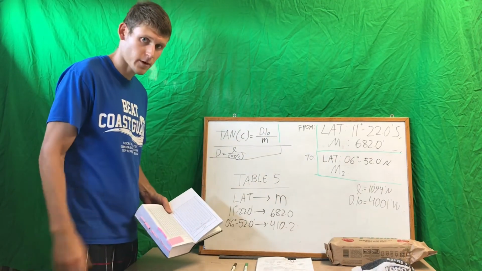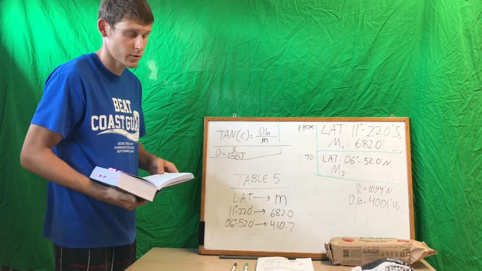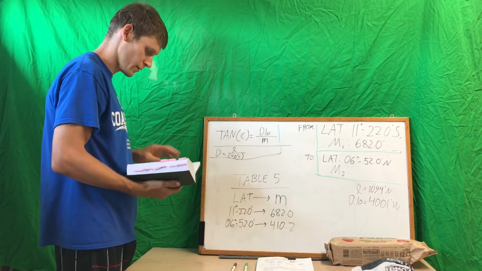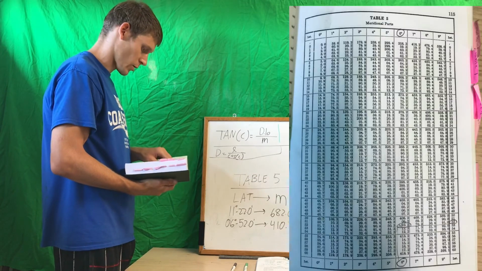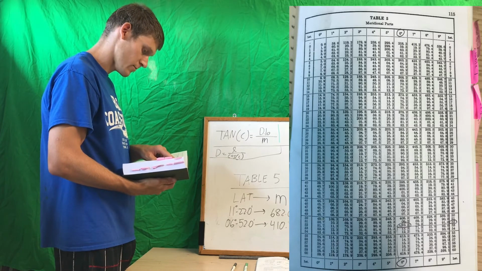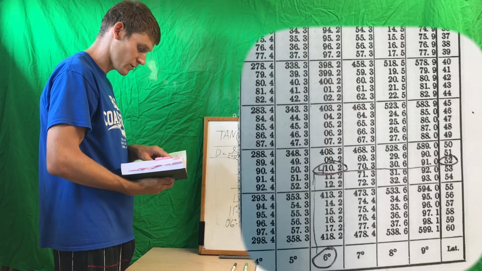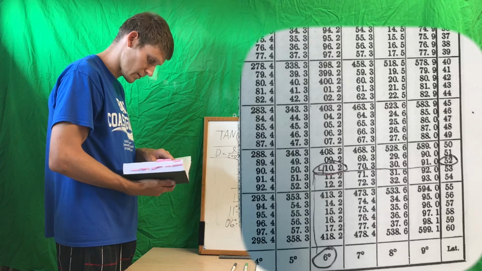Alright, so now that we found M1, let's go ahead and find M2, latitude 2, and convert it to meridian parts. Again, I'll put a picture on the screen. And remember, you're going to go for the degrees, which we find on Table 5. Meridian parts, we find 6 degrees. And now we're going to scroll down to 52 minutes.